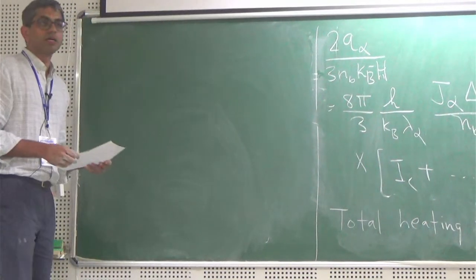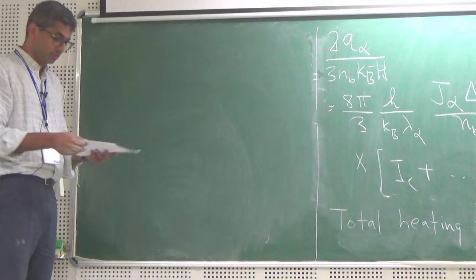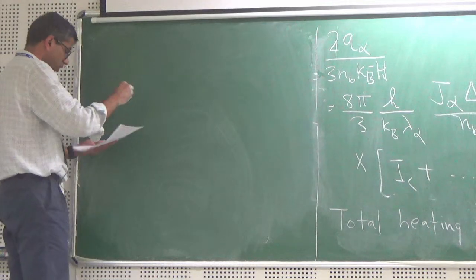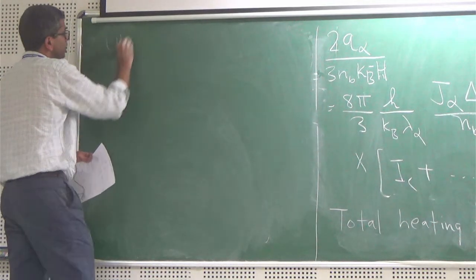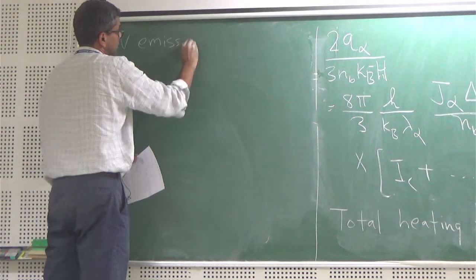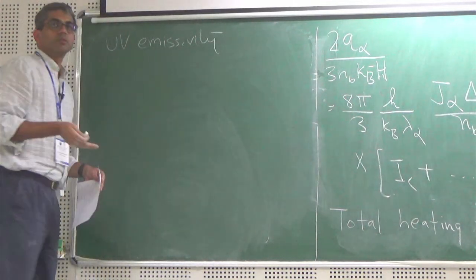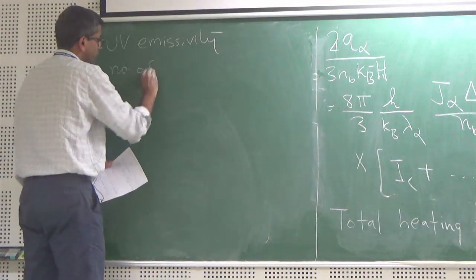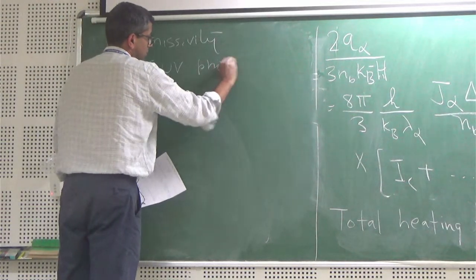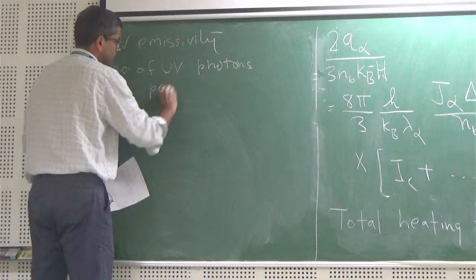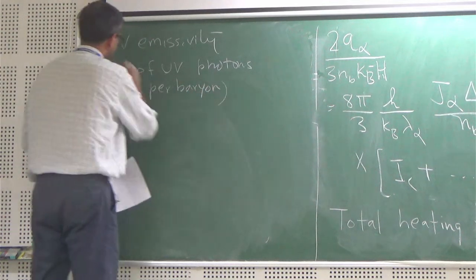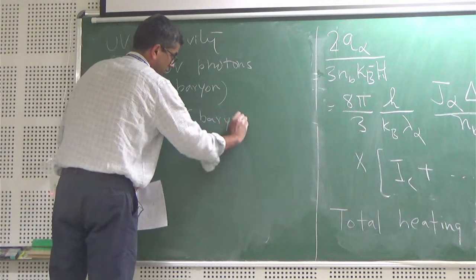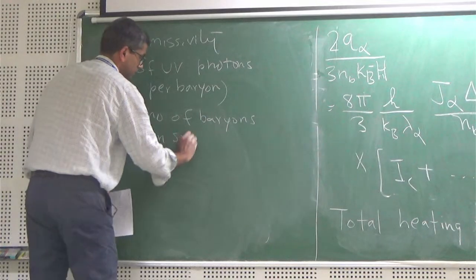This is something that Anna has treated very well in his lecture, so I will not spend too much time. But essentially, what we now need is, we want to know the UV emissivity of sources. This is the amount of UV photons they produce per unit volume every time, and this is just going to be the number of UV photons per baryon times the number of baryons in sources.